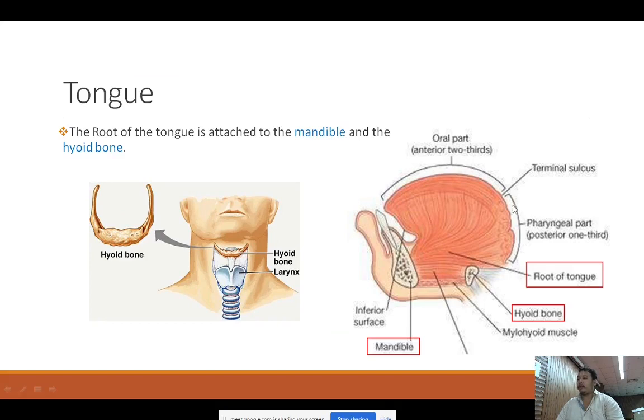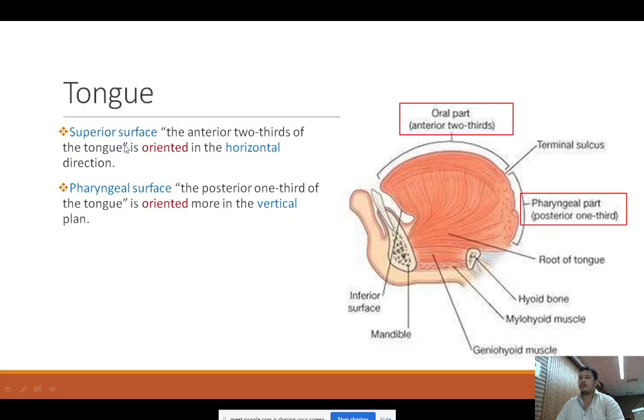And in the oral part, this superior surface is divided into two parts. One part is the anterior two-third, and this is the posterior one-third. The anterior two-third is the oral surface and the posterior one-third is the pharyngeal surface. So the posterior one-third forms the anterior boundary of the oropharynx.